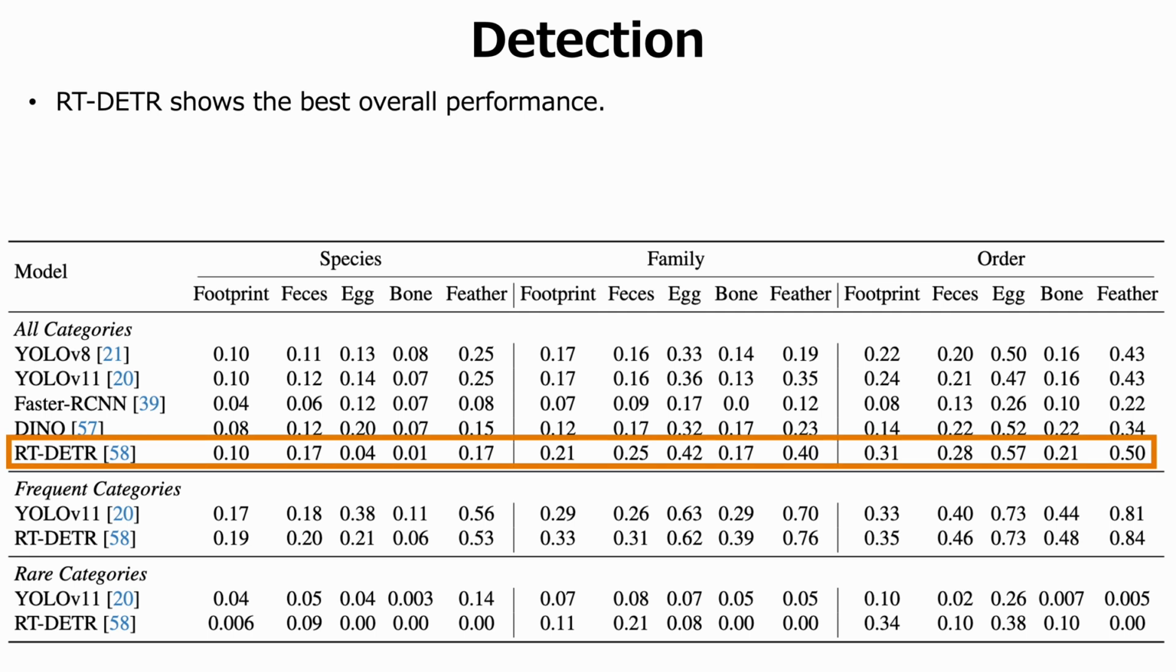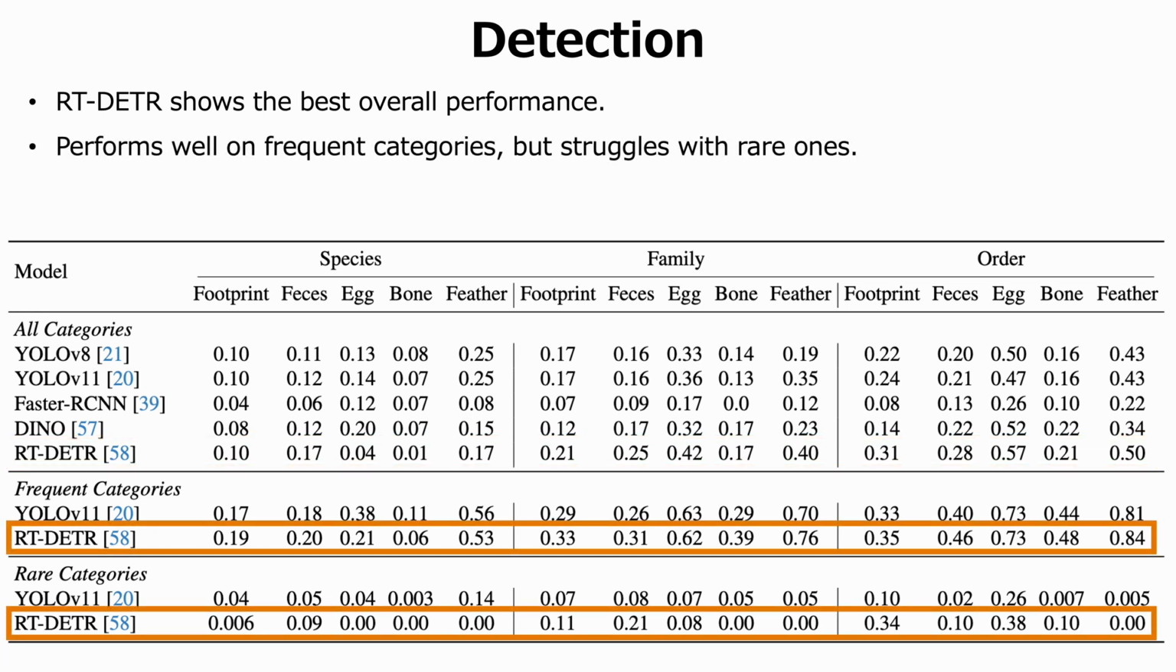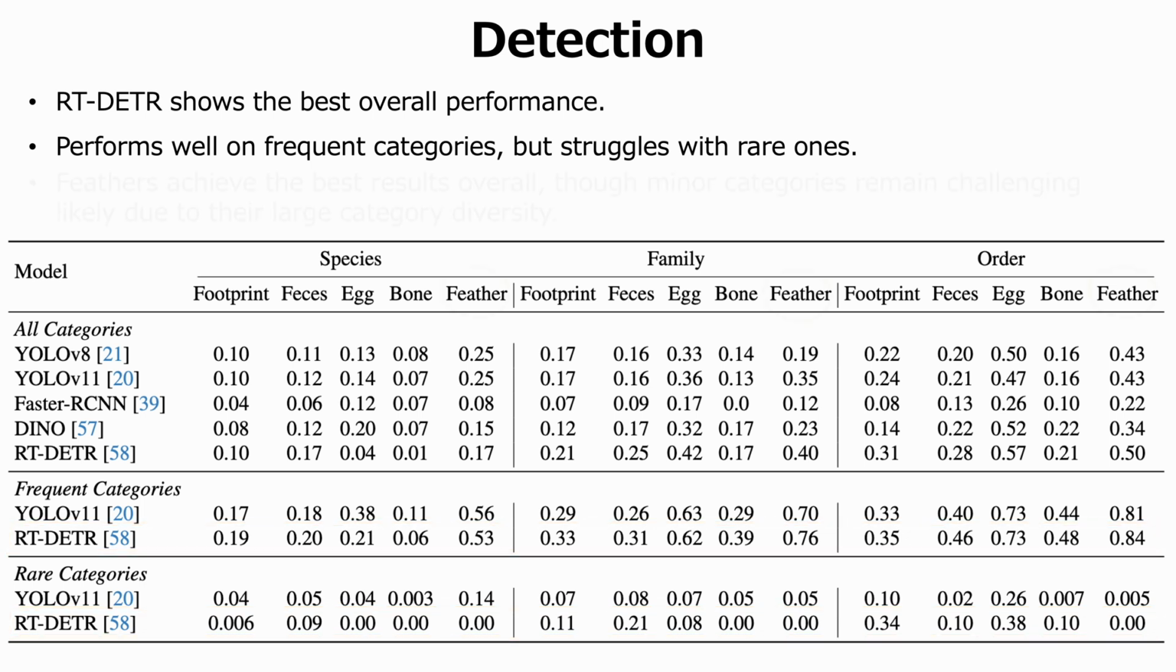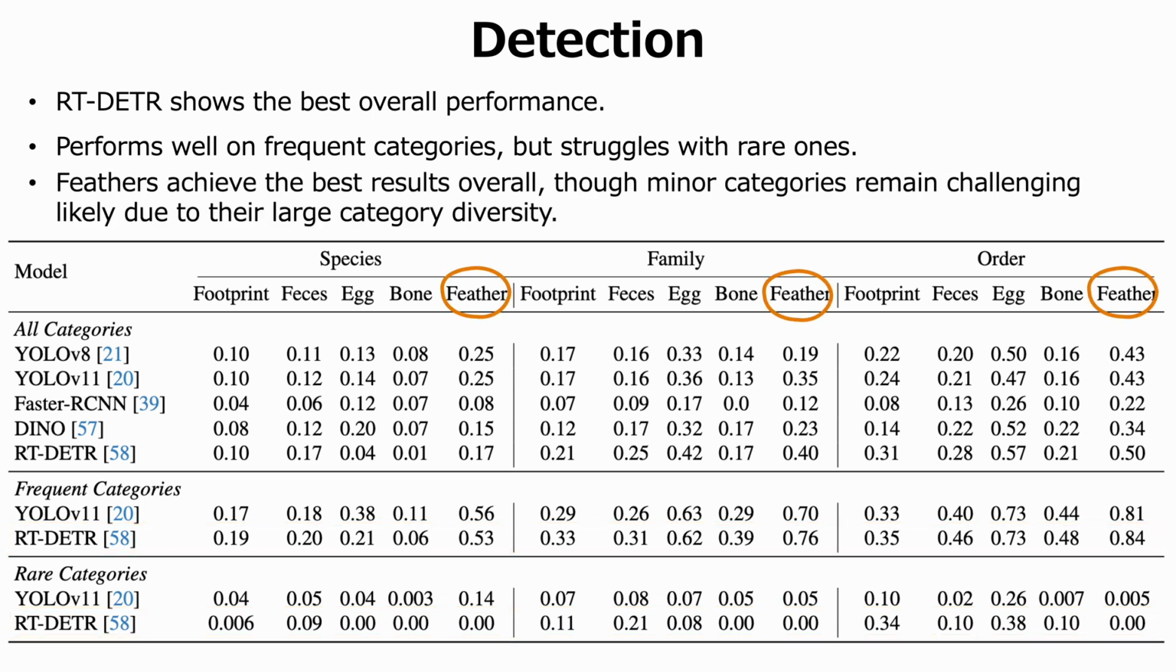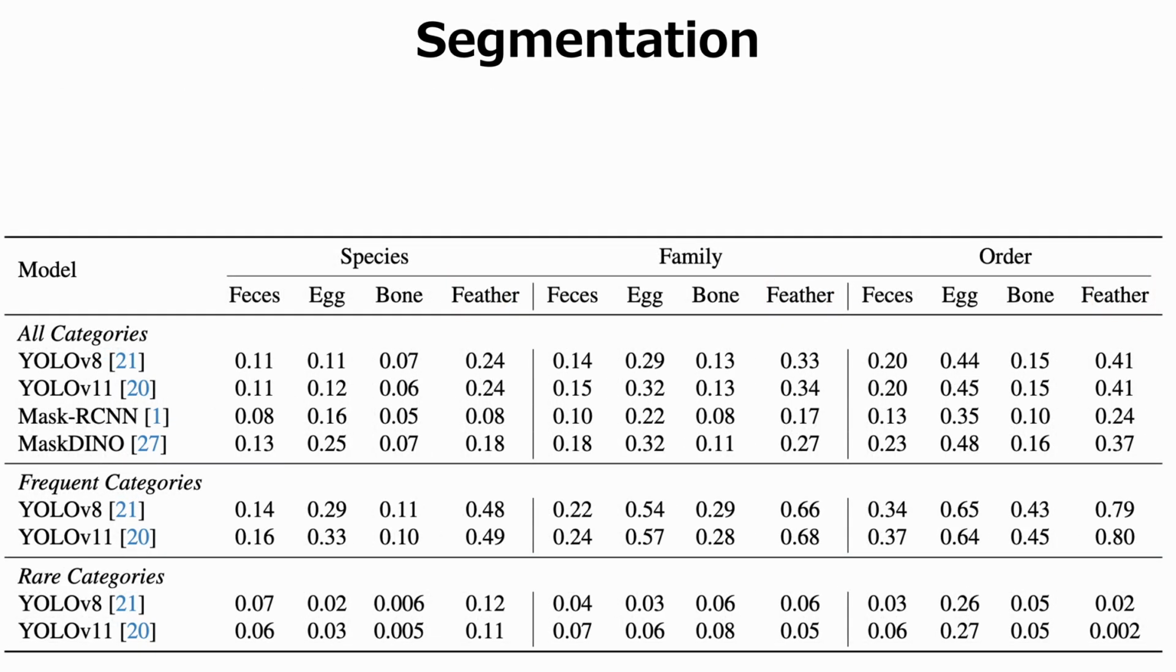RT-DETR achieves the best overall results, especially for frequent categories. However, detection of rare classes is still difficult. Among trace types, feathers perform the best overall, likely due to their large category diversity. Here is the segmentation result.